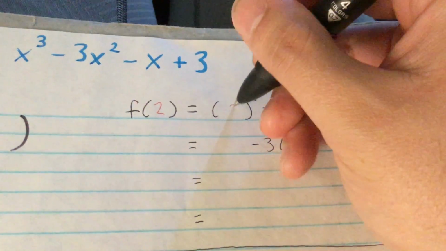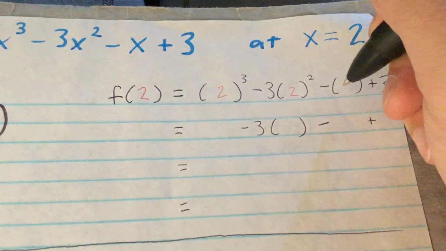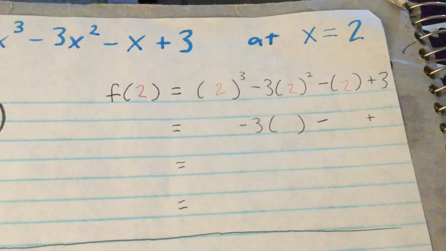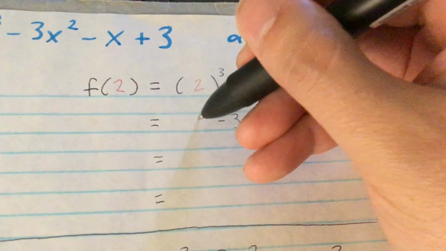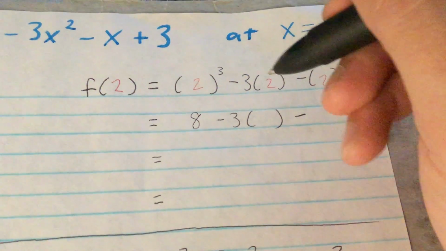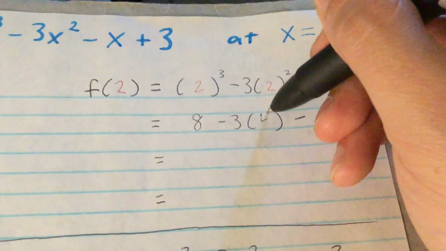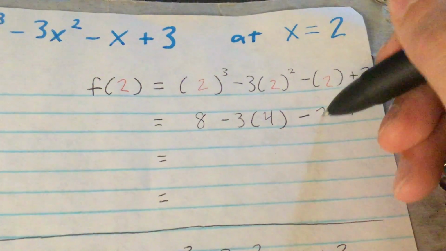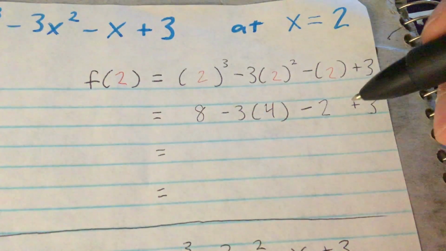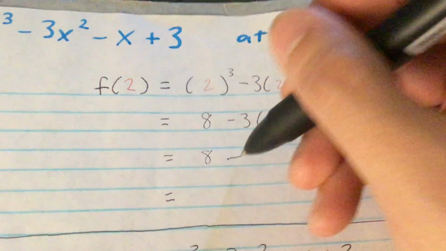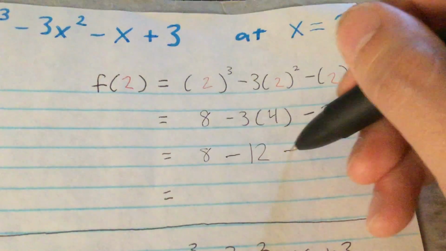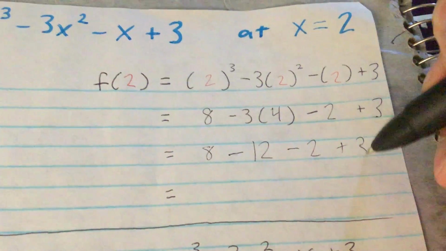So when x is equal to 2, I plug in 2 for every input. So 2 cubed is 8. 2 squared is 4, minus 2, and plus 3. Negative 3 times positive 4 is going to be negative 12, minus 2 plus 3.